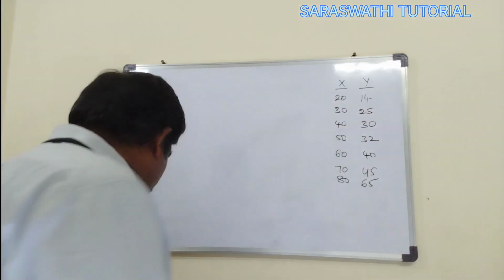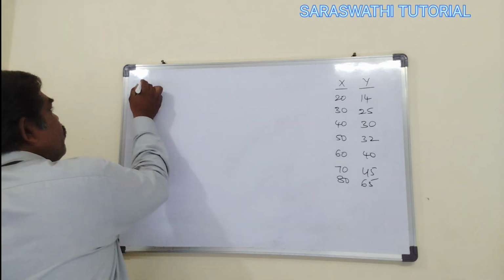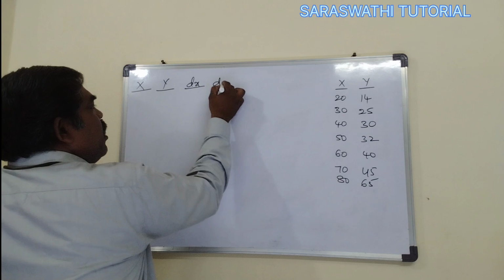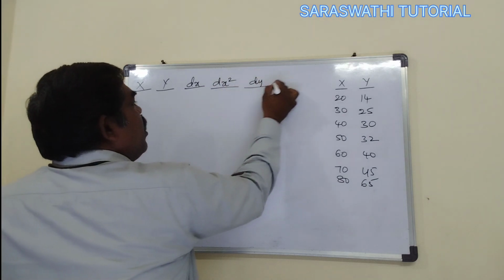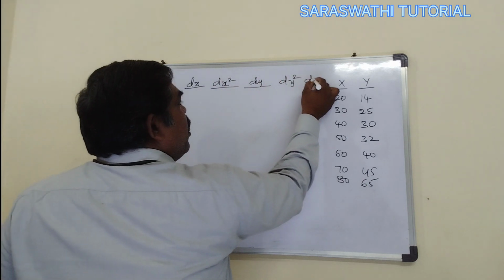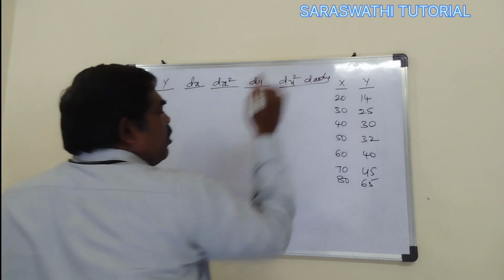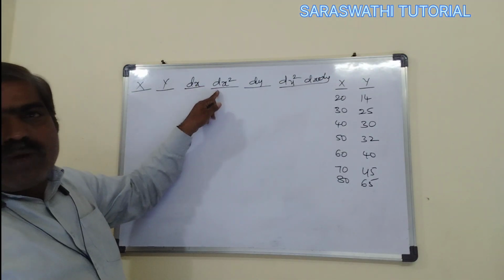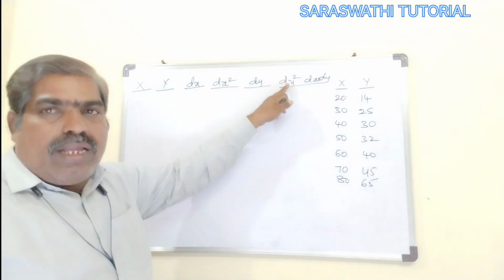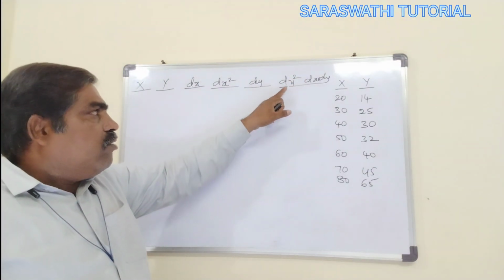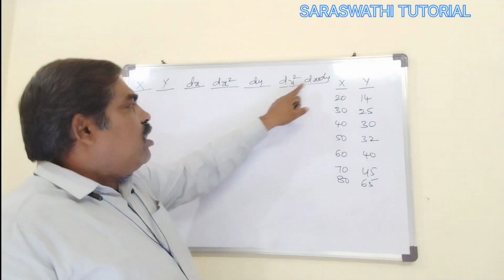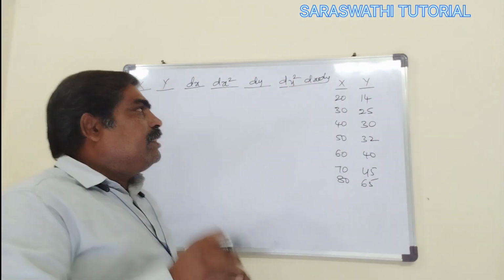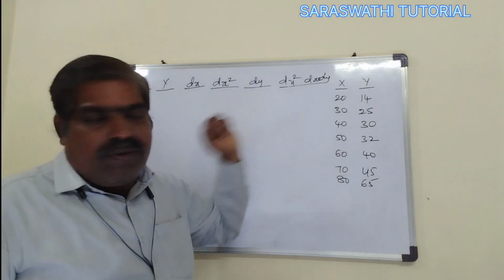Columns are the same only. Take the columns: first the x column, then y, then dx square, dy square, and dx dy. These are the required columns. Under the actual mean, we took x square, y square directly, and here x and y; then here dx and dy. In assumed mean, we are always taking the deviations.